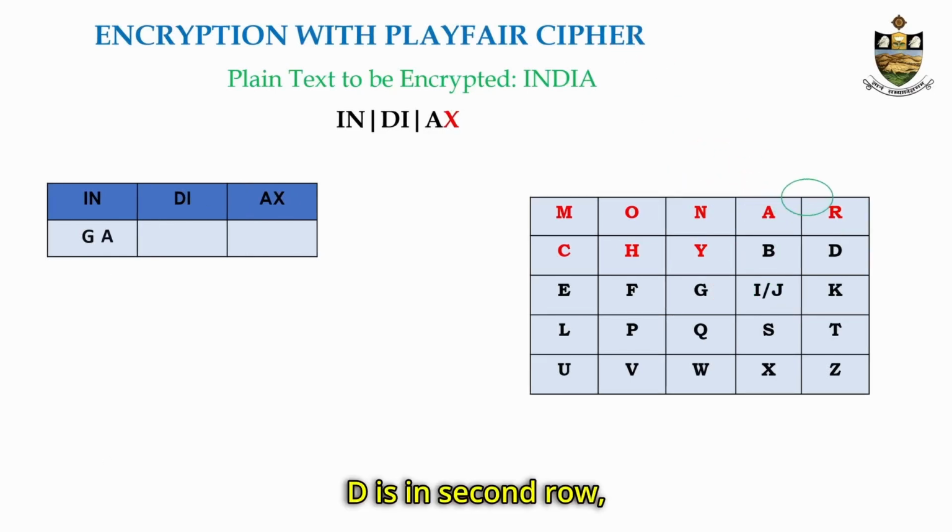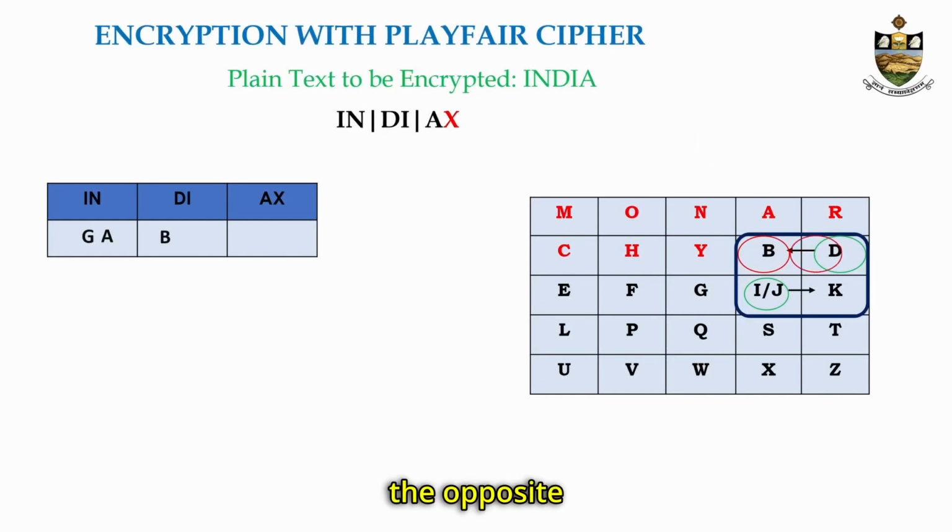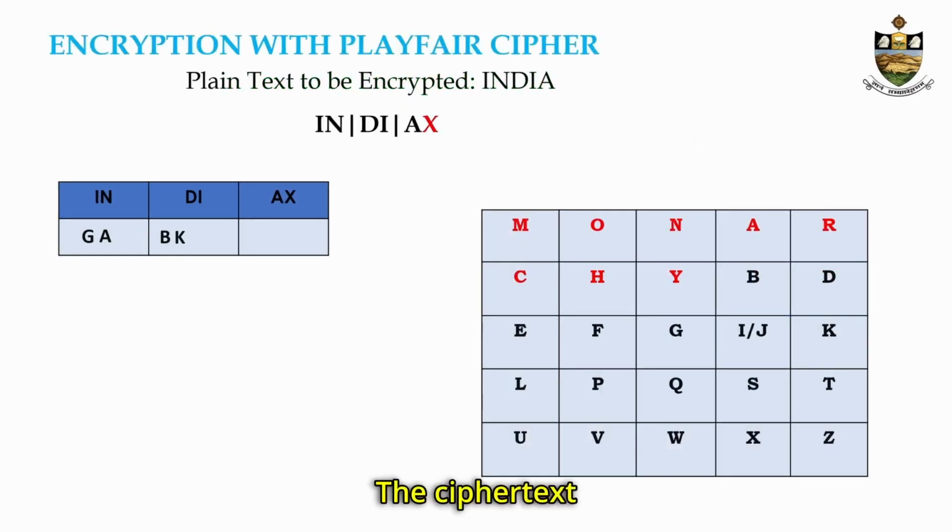The second pair is DI. D is in second row, fifth column. I is in third row, fourth column. Here also, the letters in the pair are neither in the same row nor in the same column. Follow the third rule, wrap them in a rectangle. Now, D is replaced with its opposite corner letter B, and I is replaced with the opposite corner letter K. The ciphertext for DI is BK.